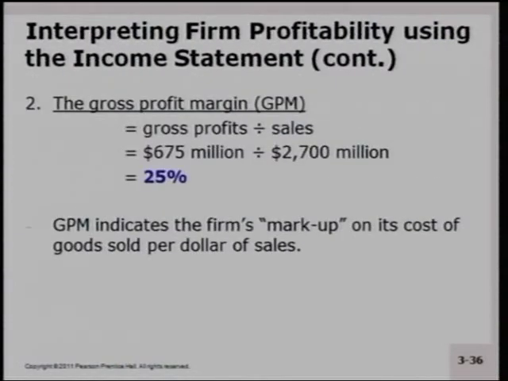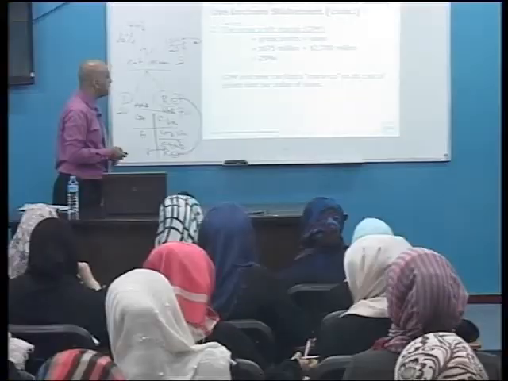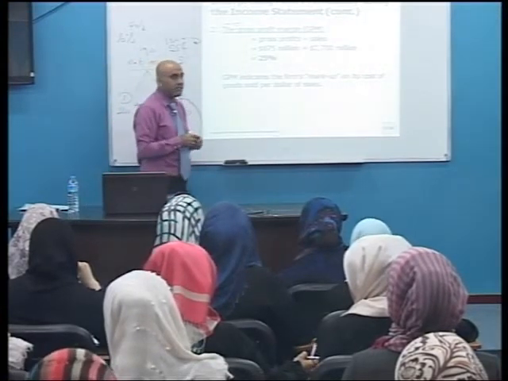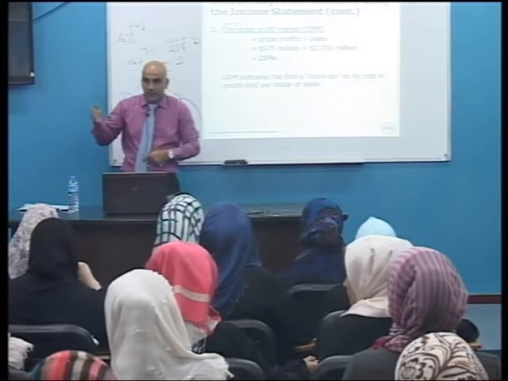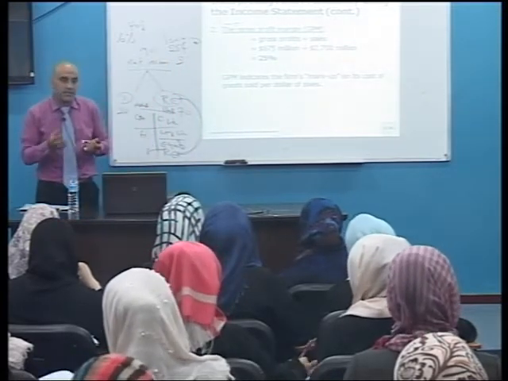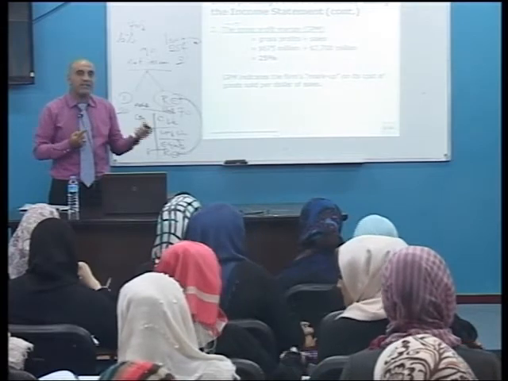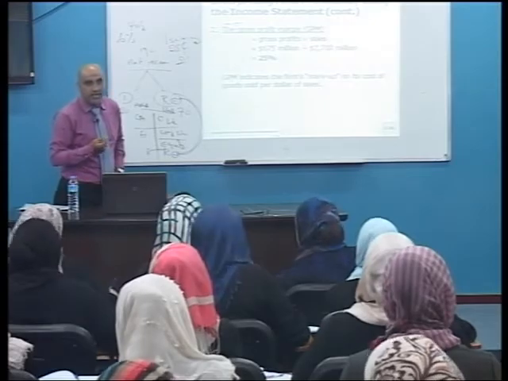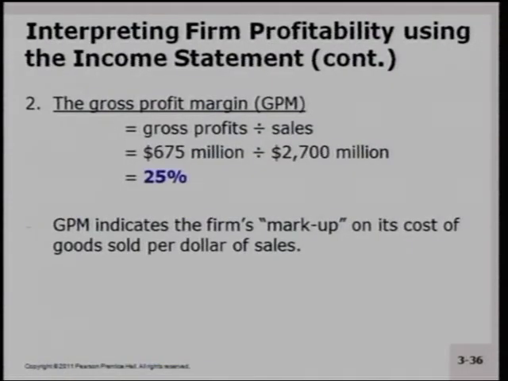In here, the gross profit margin, as I explained, is the gross profit divided by sales, so we have 25%. I explained this: $1 generates 25 cents. And the markup is 75%. It means $1 invested in this business costs 75 cents as the cost of goods sold.